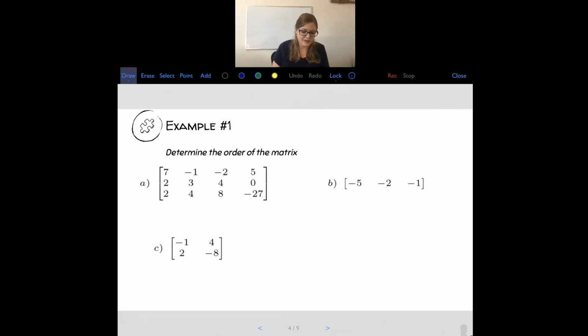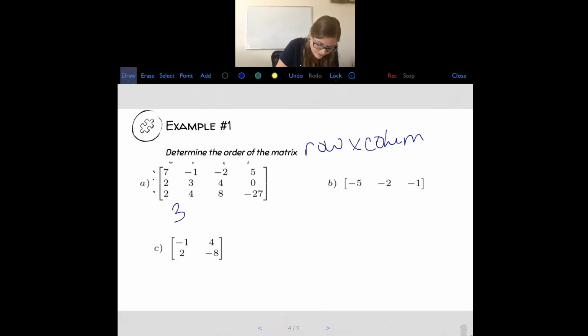Okay, so example 1, determine the order of the matrix. So remember, the order is row by column. Okay. So in this first example, there's 3 rows, and there are 1, 2, 3, 4 columns. So the order is 3 by 4. It must be written row by column.